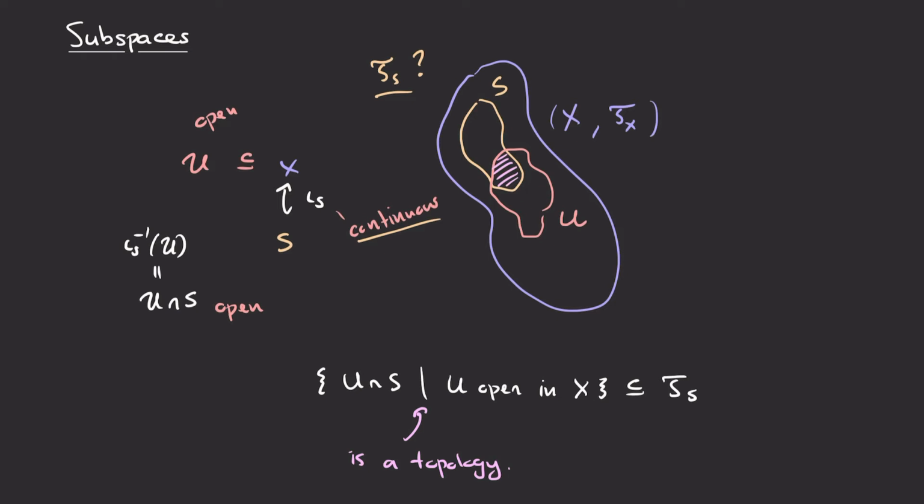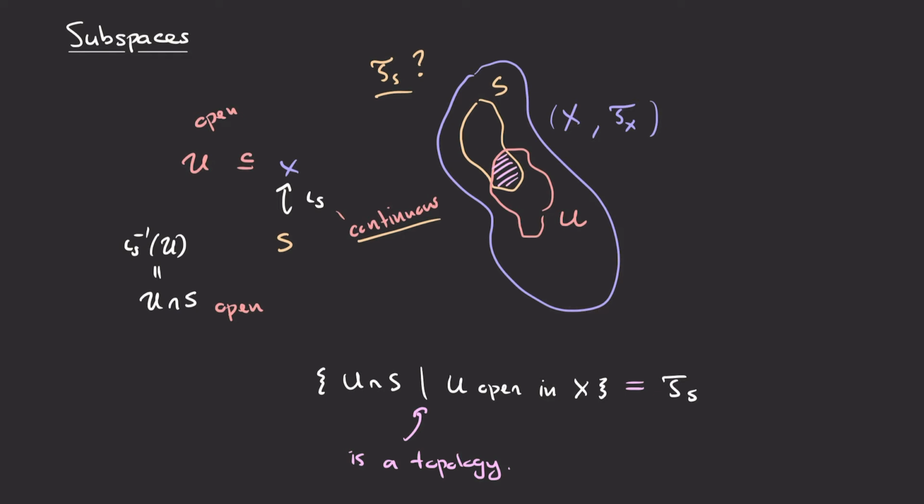So because this collection turns out to be a topology, which is something that one can check, then if we end up setting tau S to be equal to this collection, then because our argument showed that any topology that makes this inclusion continuous needs to include this set, which is tau S, it means that tau S is the smallest topology on the subset S, which makes this inclusion continuous.